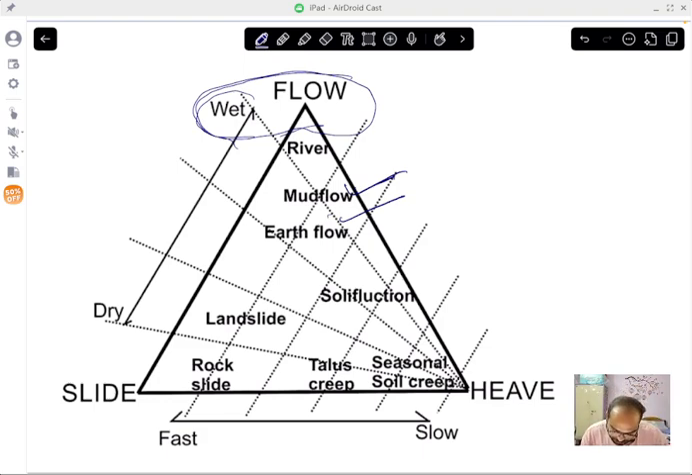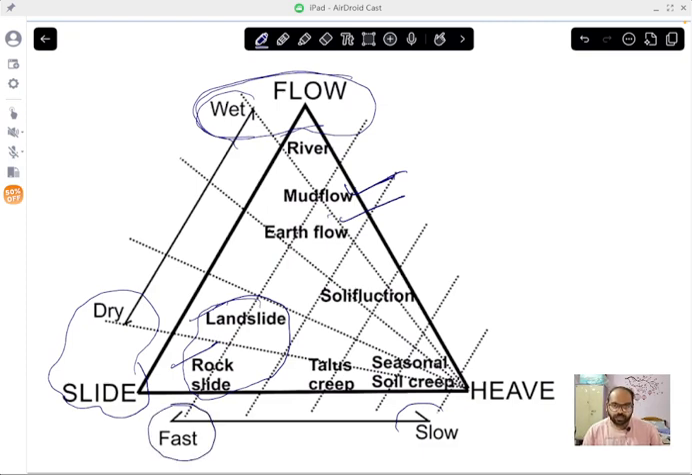Slide is happening in dry regions. So the land mass or rocks that are comparatively drier, having less moisture, will undergo sliding. Examples are landslide and rock slide. Sliding is a very fast movement. Once we go from slide to heave, the movement of the particles is less, that is slow.